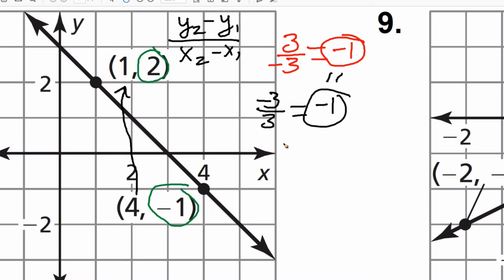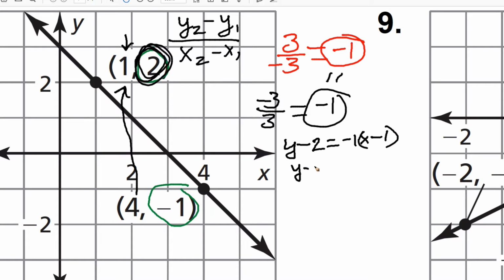So now let's just plug it in. I have y minus, what's my y? I'm just going to choose one of them. So I'm going to choose this one right here. Y minus 2 equals, what's my slope? It's negative 1 x minus, and what's my x? There's my x right there, minus 1.